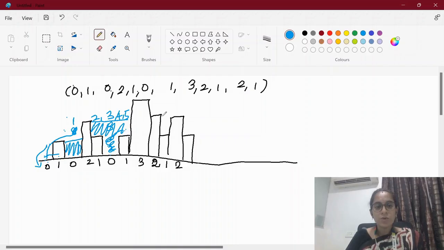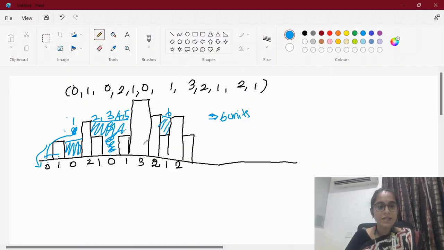Looking into this position, it will be covered on both sides by building heights, so here 1 unit of water will be stored. So totally for this elevation map, we can store 6 units of water.